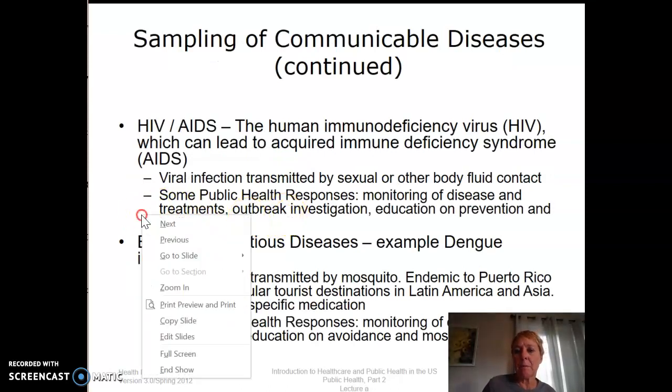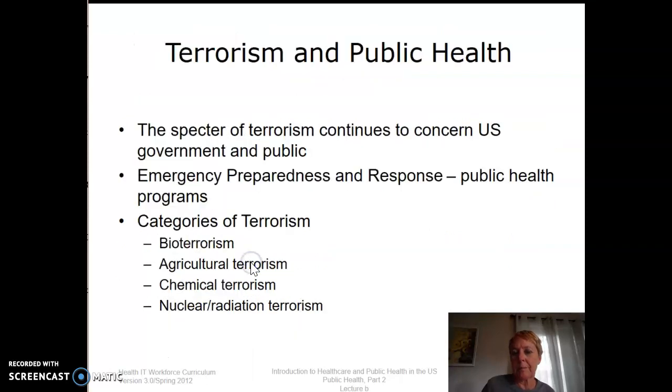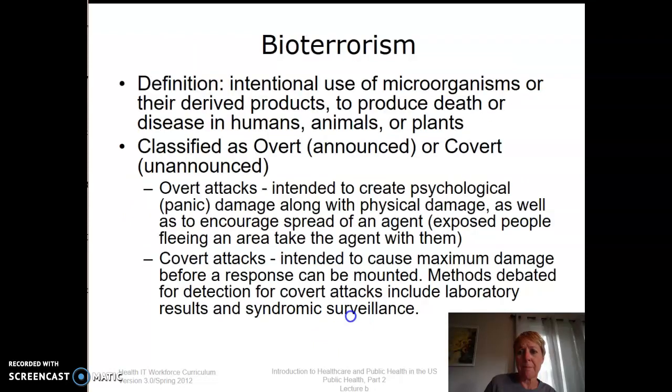You have emergency preparedness and response to your public health programs, to terrorism, in categories with ag terrorism. You take out the agriculture industry and you will create panic in the United States because agriculture is vital to our food source. Chemical terrorism, such as the use of anhydrous to create a chemical thing. Anthrax is a disease, but using it as a transmission of that. And then also nuclear and radiation terrorism.